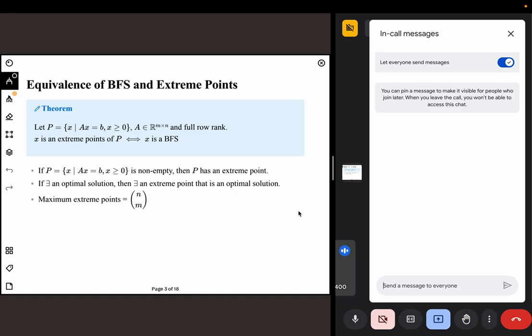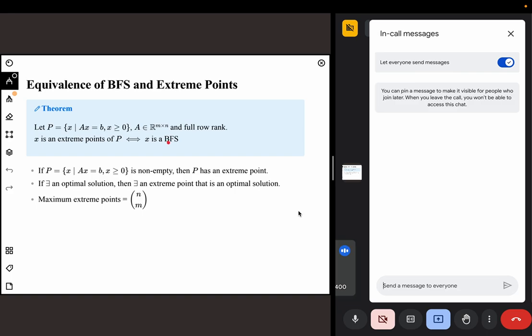So we define the set P, that is our feasible region, x such that Ax equal to b, x greater than or equal to 0. This is my feasible region, and a matrix A in R^(m×n), and it is full rank. Then we say that if this particular x is an extreme point of P, then that particular x is also a basic feasible solution, and vice versa. So this is an if and only if condition. The derivation of it you can refer to the lecture videos, but you can understand the idea in a very simple way.